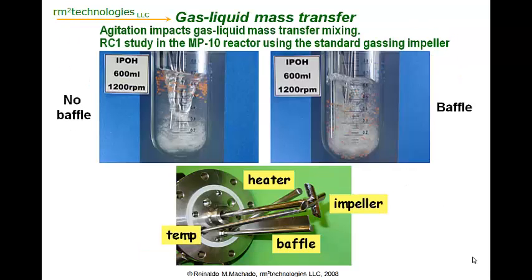Another critical variable is gas-liquid mass transfer coefficients. Let's take a look at the example of the reactor setup. First of all, it is important to always use a baffle. In the video clip on the left, we see that there's a non-uniform distribution of solids, gas, and liquid. When we use a baffle, this creates a more homogeneous mixture where gas and solids can be evenly distributed within the reactor. Using a baffle is critical whenever you undertake multi-phase reactions.